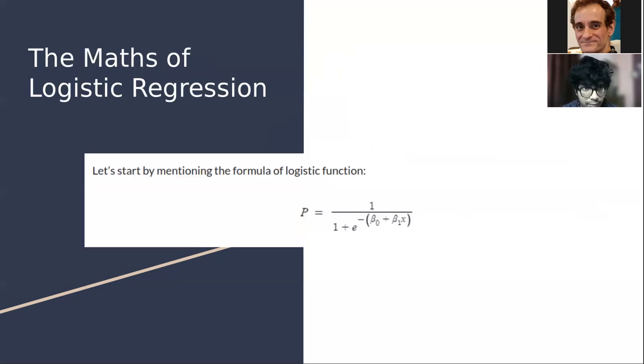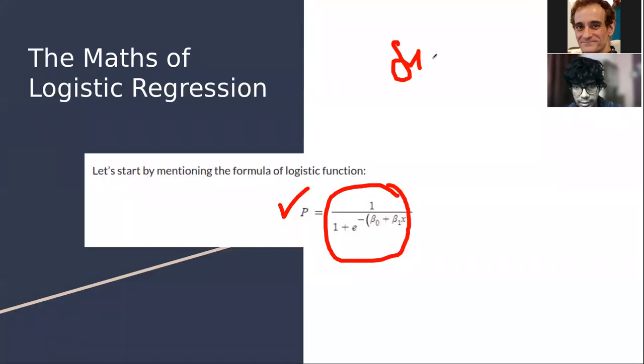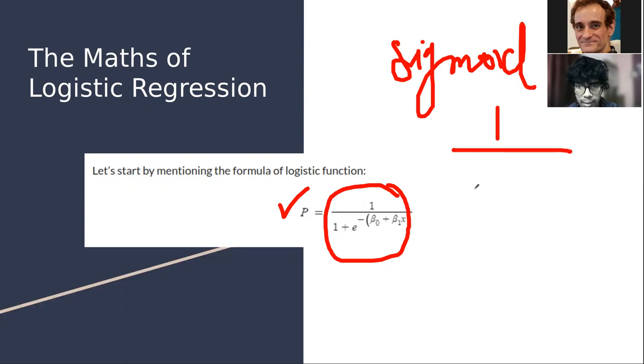So, maths of logistic regression, let's begin. This is something you would always observe if we talk about logistic regression. What is this P? P is something we call the odds ratio, and you must have seen this as well. This is our good old friend sigmoid. What is sigmoid? 1 by 1 plus e to the power minus x. A very starting point of deep learning.